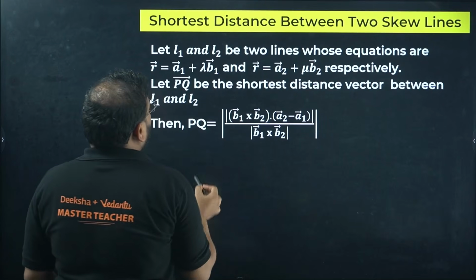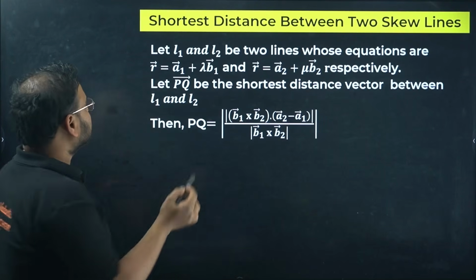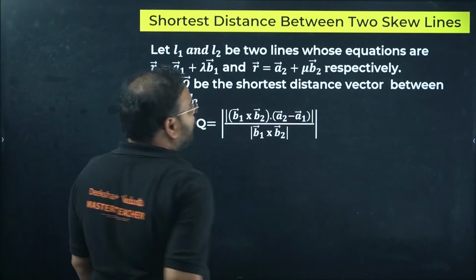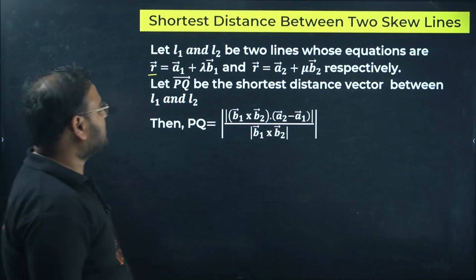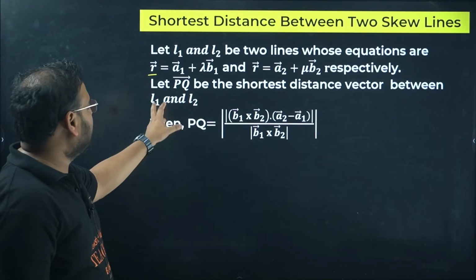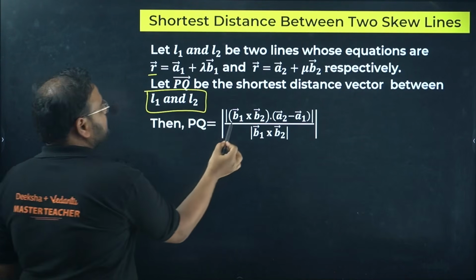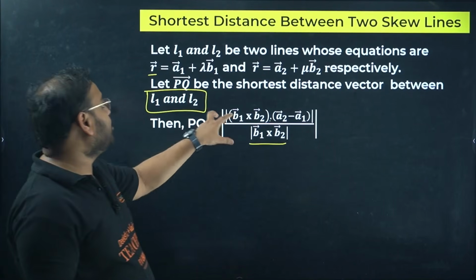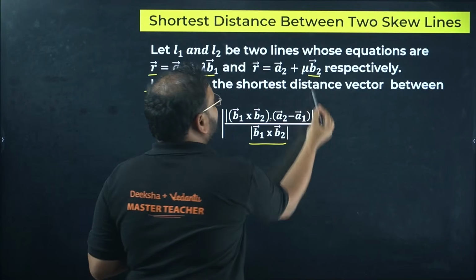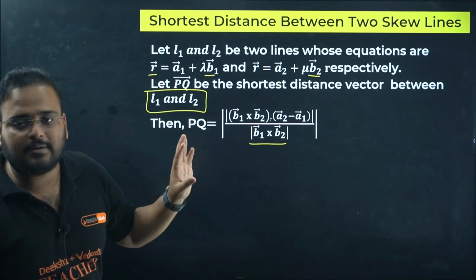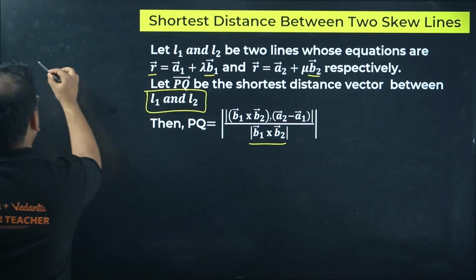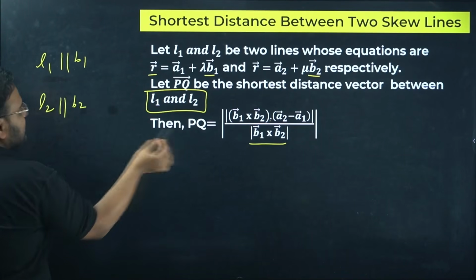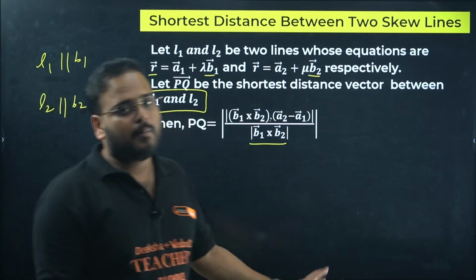Check this out. If you have vectors given like this, the first line is a1 plus lambda b1, and the second line is a2 plus mu b2. Then PQ will be the shortest distance between the two lines L1 and L2, and you write it like this: b1 cross b2 dot a2 minus a1, divided by mod of b1 cross b2. This is the formula when you have two different lines, where L1 is parallel to b1 and L2 is parallel to b2.